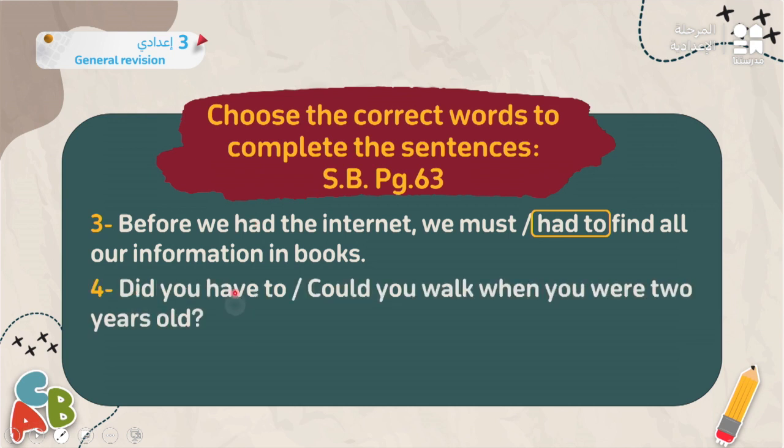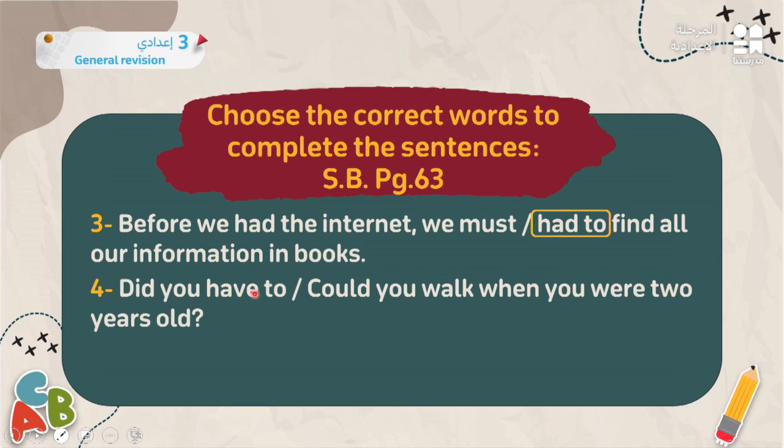Did you have to or could you walk when you were 2 years old? When you were 2 years old لما كان عندك سنتين كنت بتعرف تمشي. When you were 2 years old is in the past. طيب did you have to is in the past and could you walk is also in the past. So which one is the correct choice according to the usage? Did you have to, as I said, was it an obligatory thing for you to do it or was it necessary for you to do it? Could expresses ability. فهنا بتكلم على القدرة على المشي. يبقى I'm talking about an ability. قدرة. So I say could you walk?